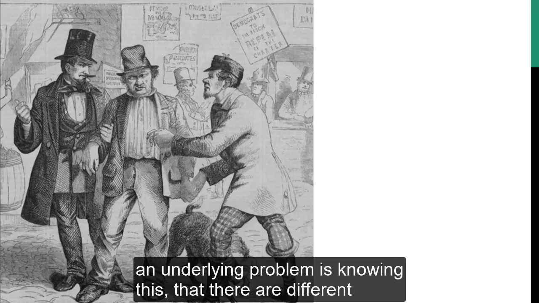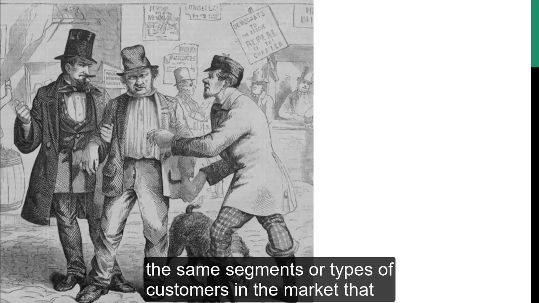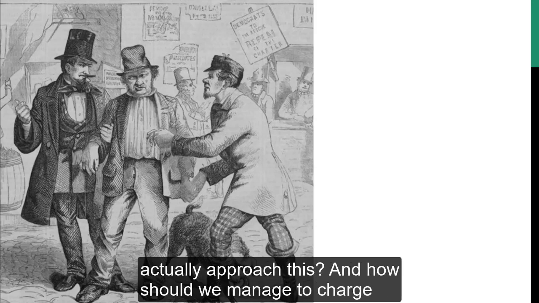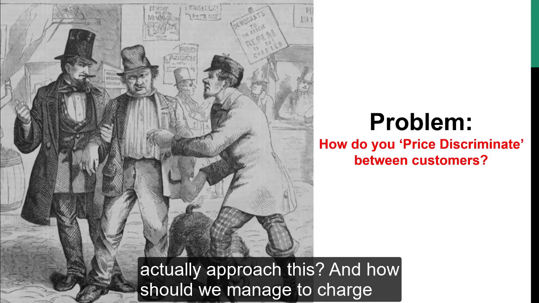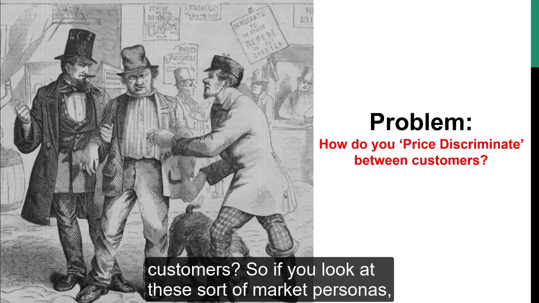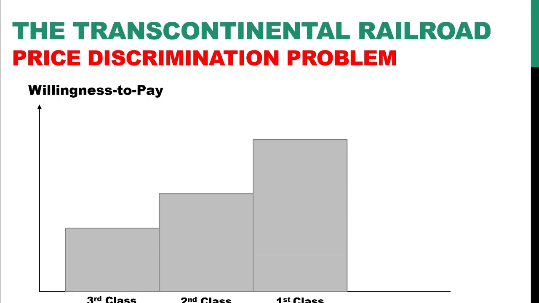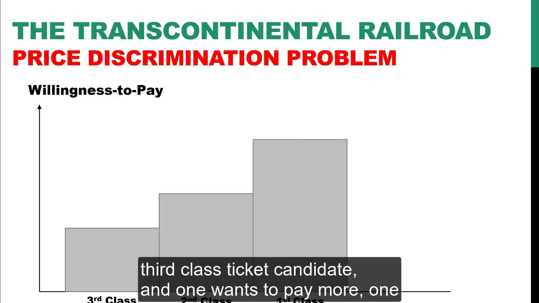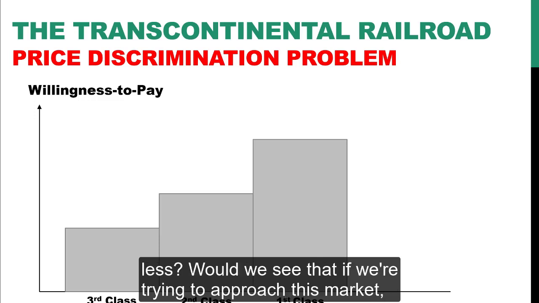So the underlying problem, knowing this, is that there are different segments or types of customers in the market that we're trying to serve with this new technology. How should we approach this? And how should we manage to charge different prices, or price discriminate, between our customers? If you look at these market personas in a more formal way, we can call one a first class, one a second class, and one a third class ticket candidate, and one wants to pay more, one less than the other.